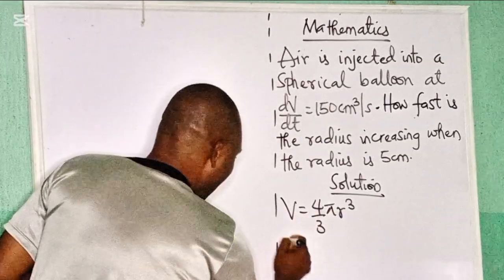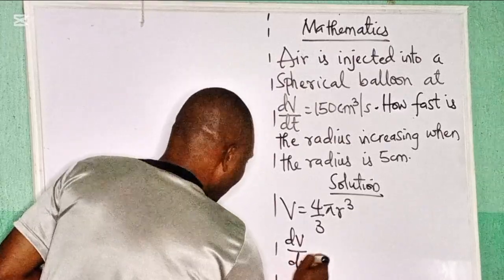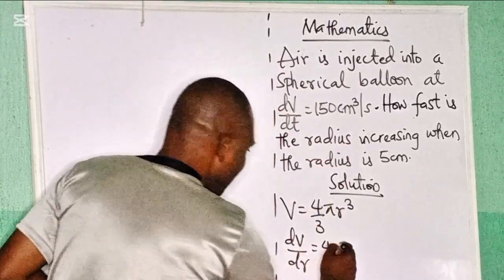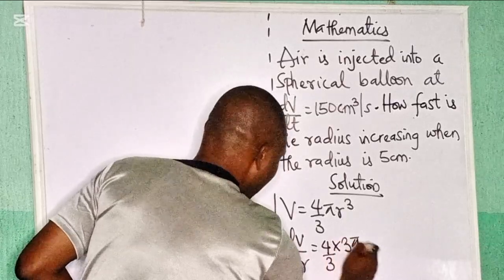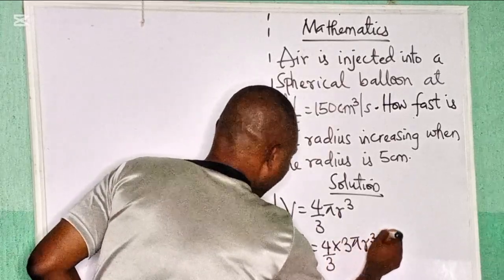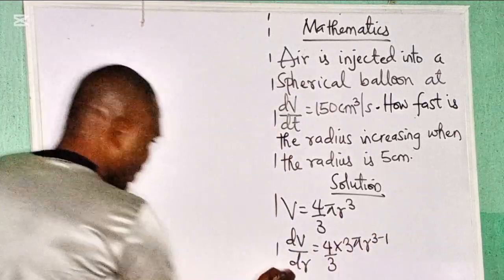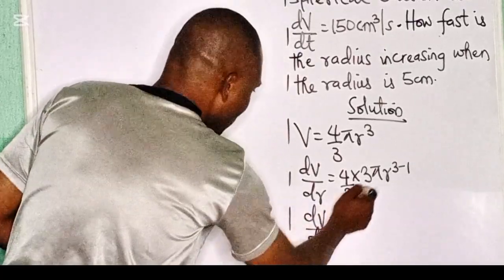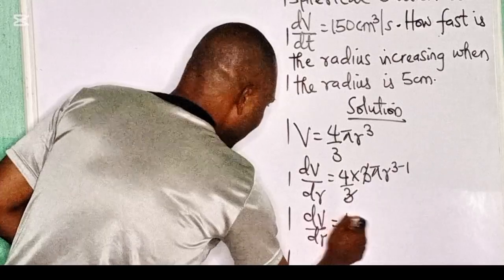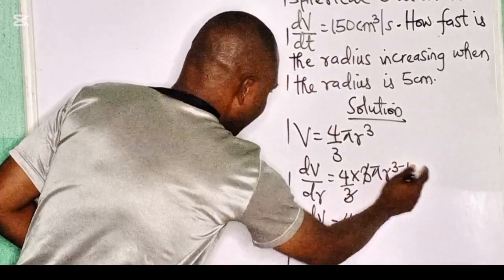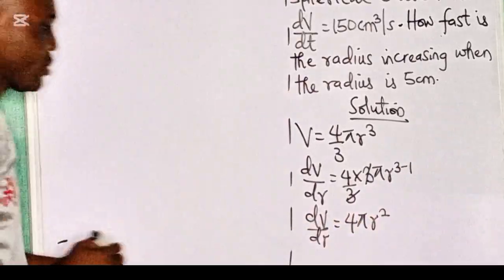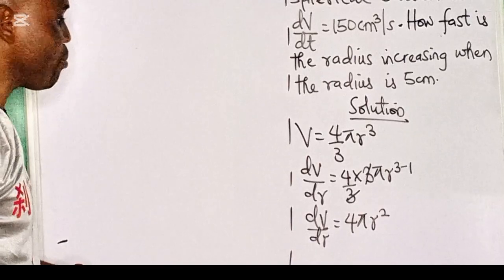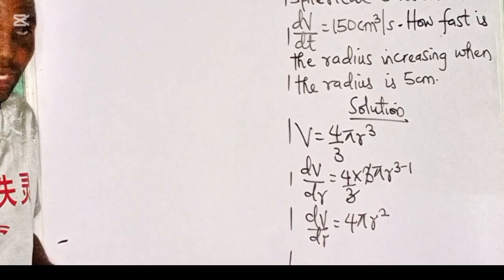Now, our dV/dr is equal to 4/3 pi. The highest power of r here is 3, it comes down, then r raised to the power of 3 minus 1. So at the end of the day, I'm having dV/dr is equal to, now this cancels this, we are having 4 pi r, 3 minus 1 is 2. Am I communicating? So our dV/dr equals 4 pi r squared. Am I communicating?